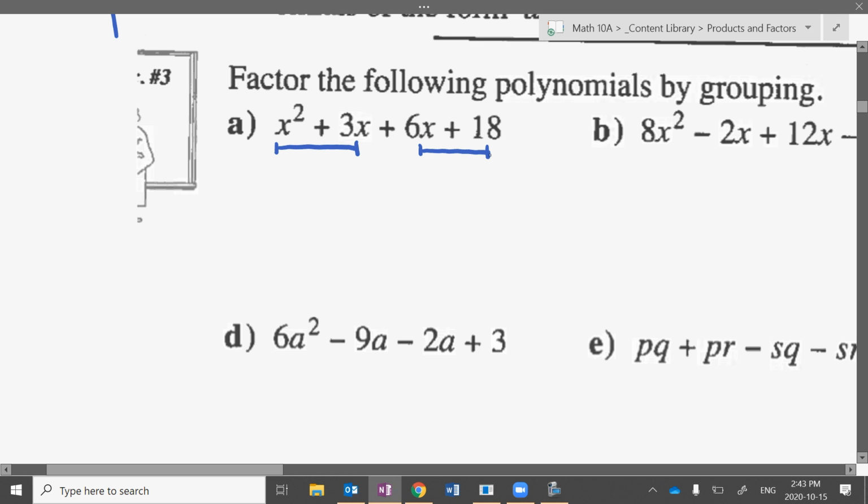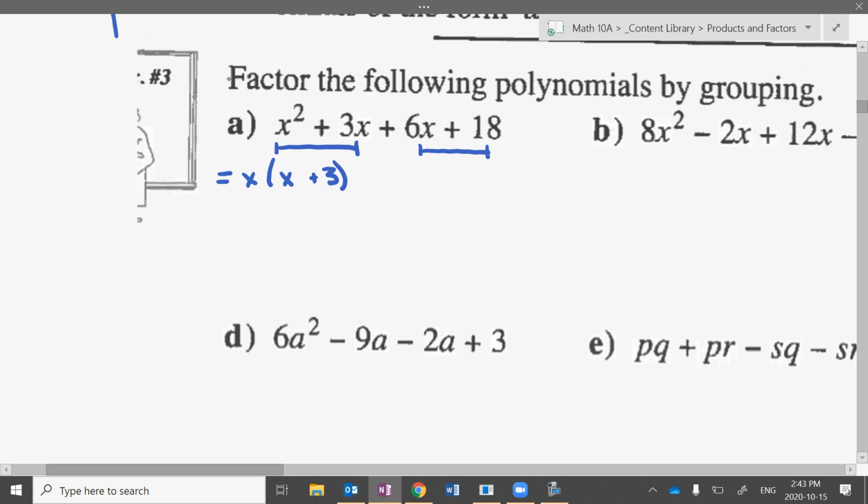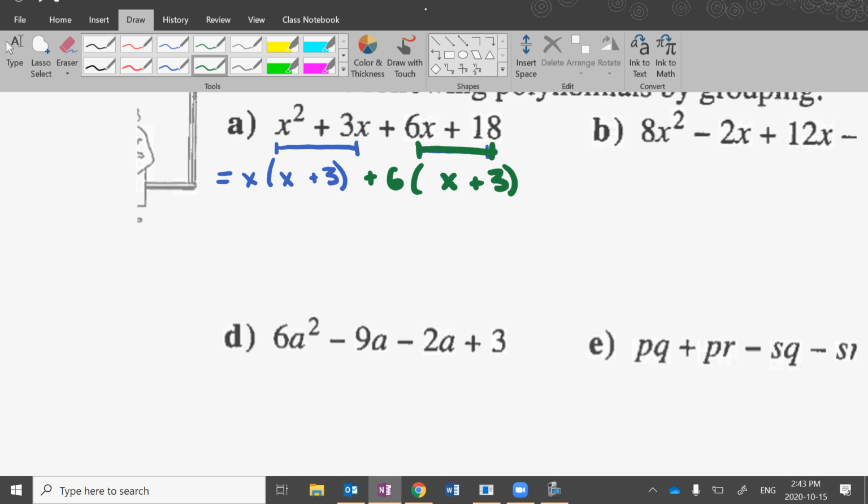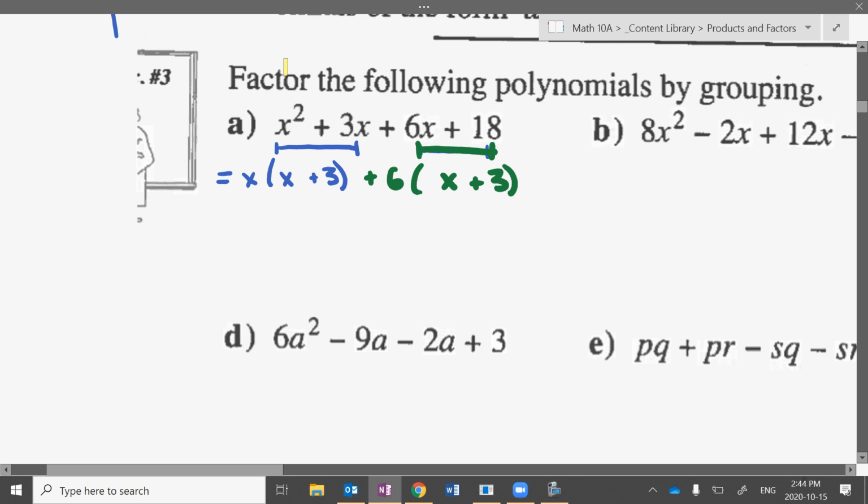What is common in the first two? X, lovely. Leaving me with an X and a 3. In the second two, what's my GCF? 6, so I can factor out a positive 6, leaves me with X plus 3. You will always, because I'm giving you questions you can solve, right? We're making this work for you.